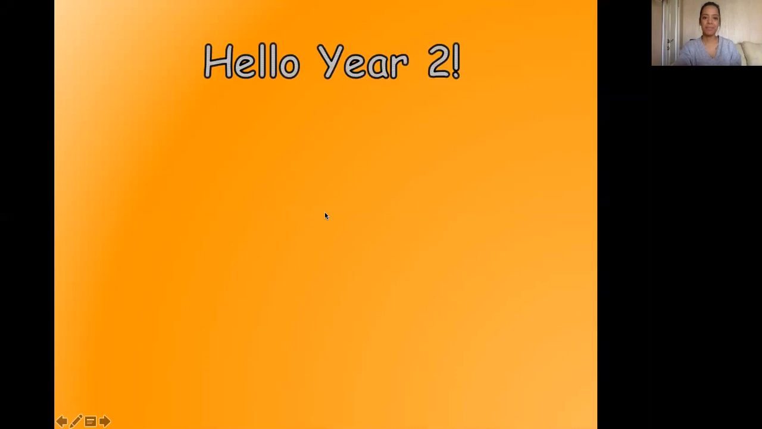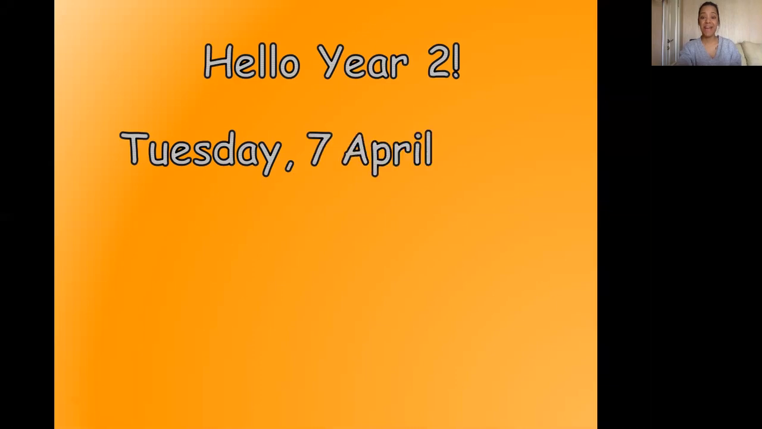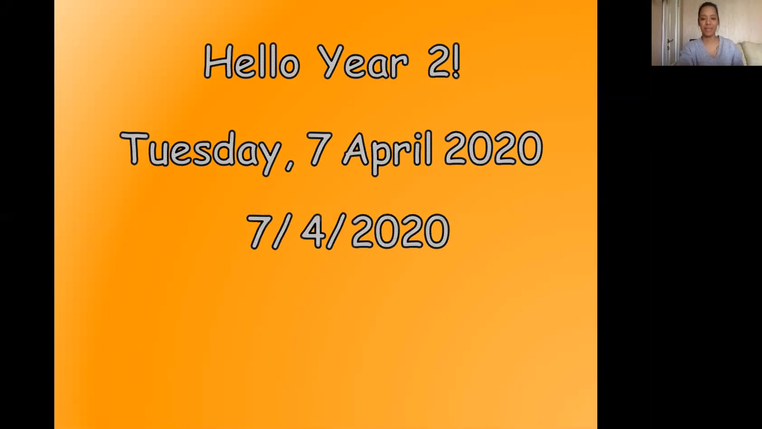Today is Tuesday, and if yesterday was the 6th, today is the 7th of April of the year 2020. For our short date, that means that we have 7th day of the 4th month of the year 2020.